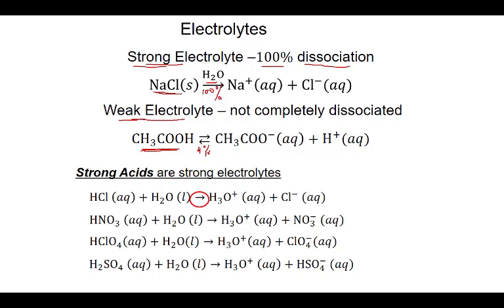Now we have to understand this with examples. These are examples of strong acids. All these acids, hydrochloric acid, nitric acid, chloric acid and sulfuric acid, when put in water, all dissociate 100%. Positive and negative ions will form. So these are all 100% dissociation, so they are strong electrolytes and strong acids.